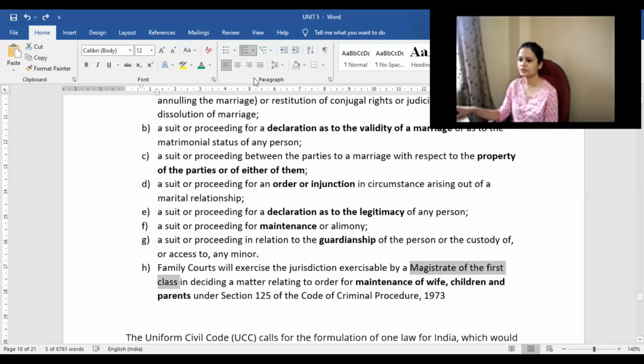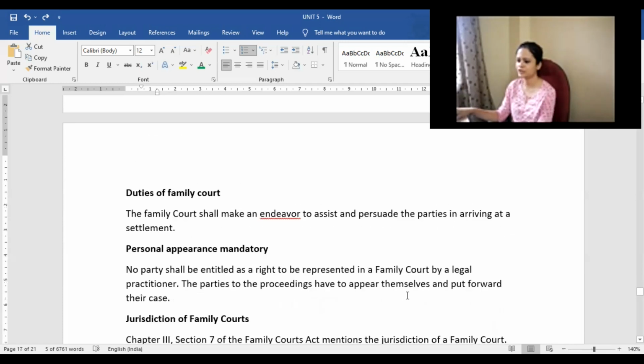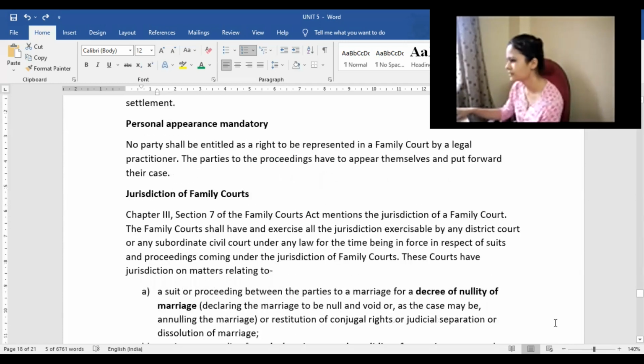So for all these remaining ones, we will consider it a civil court. Only for this matter, when it is deciding a maintenance suit under section 125 of CrPC, we will consider that it is like a criminal court. So this is with regard to the jurisdiction of family courts. Is that part clear?